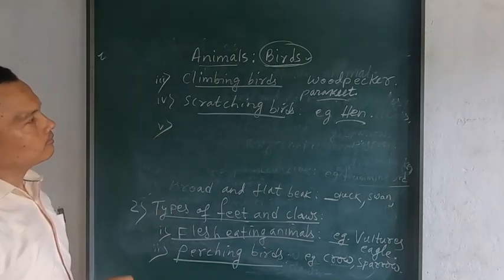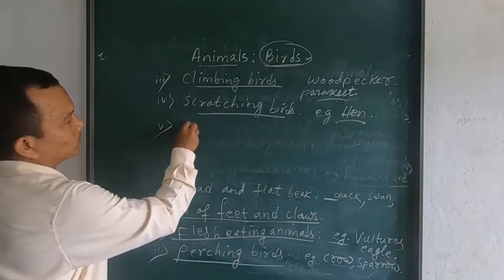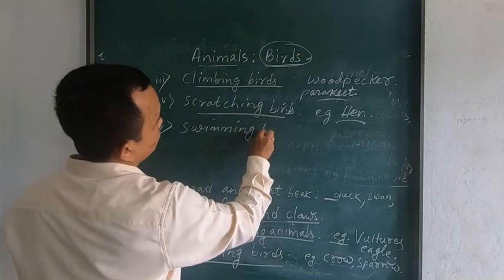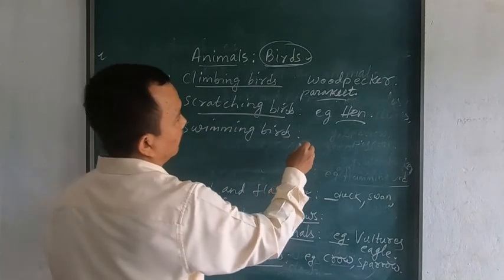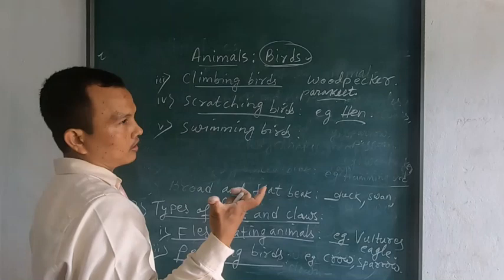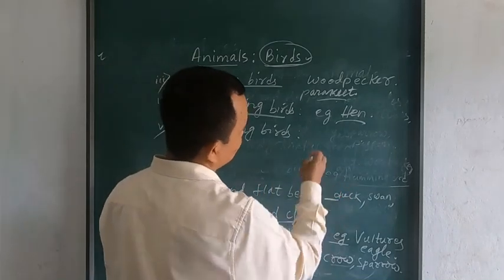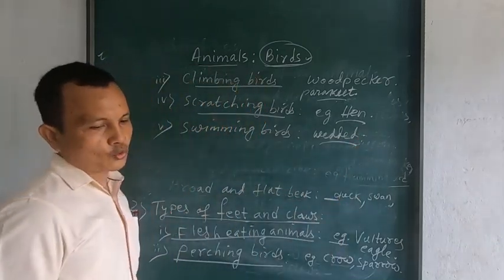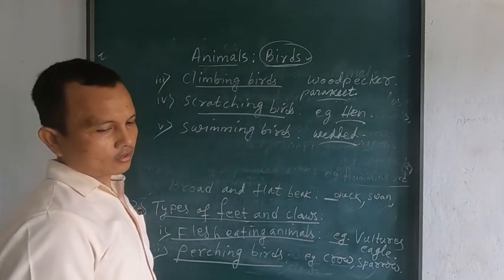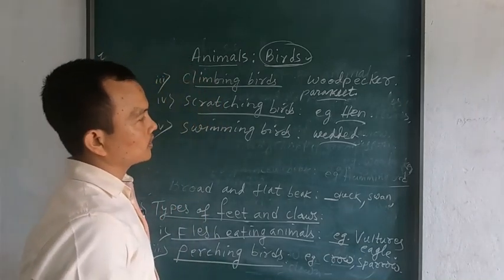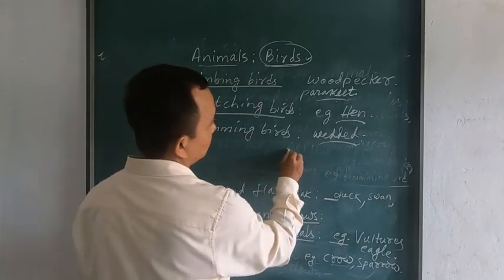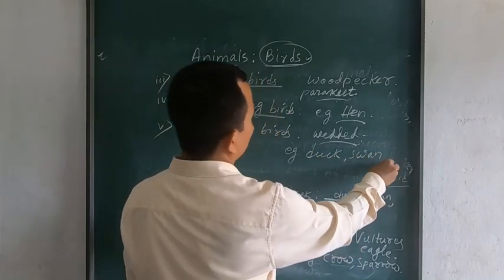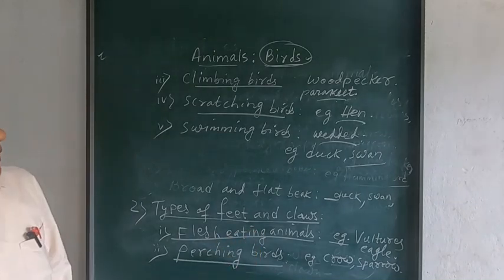And one more we can add here, swimming birds. Swimming birds usually have webbed claws or feet, which help to swim backward or push forward in the water while it swims. Example, duck or swan or stork, whatever it may be.